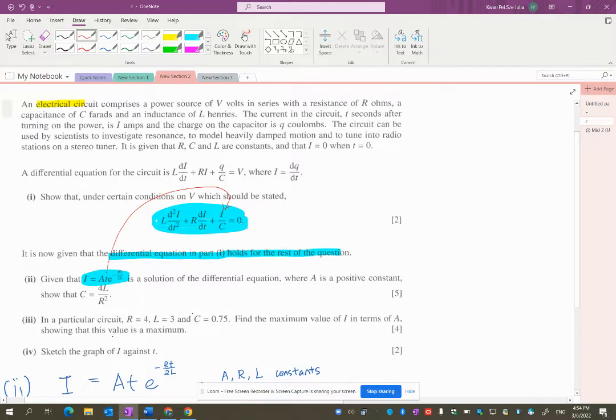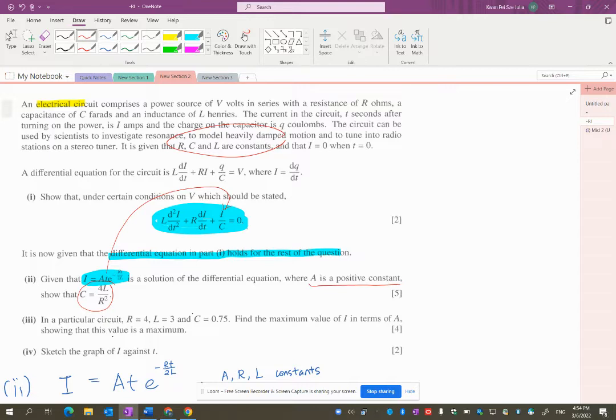So this holds. And you're also given A is a constant. Take note that other than A, R, and L are also constant. So we're supposed to show that the constant C is equal to 4L over R squared, where L and R are also constants. How do we go about doing that?